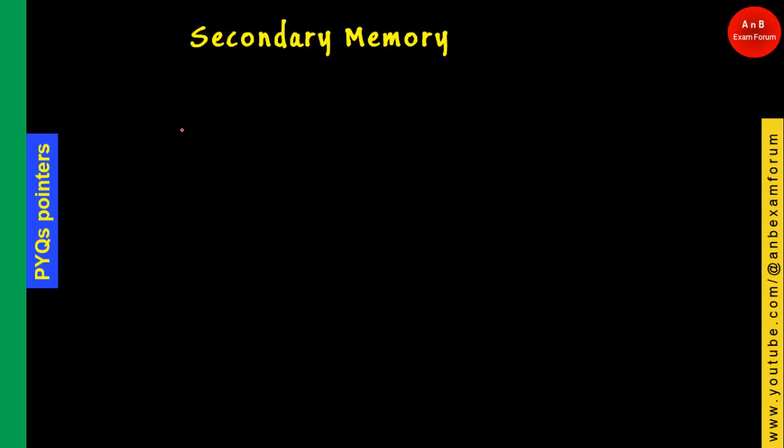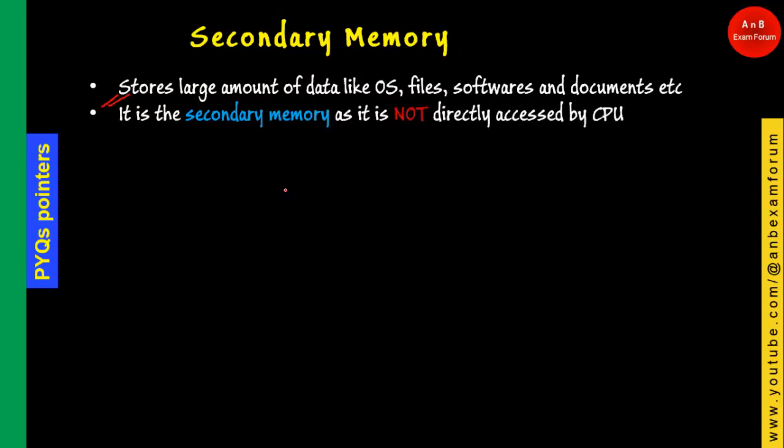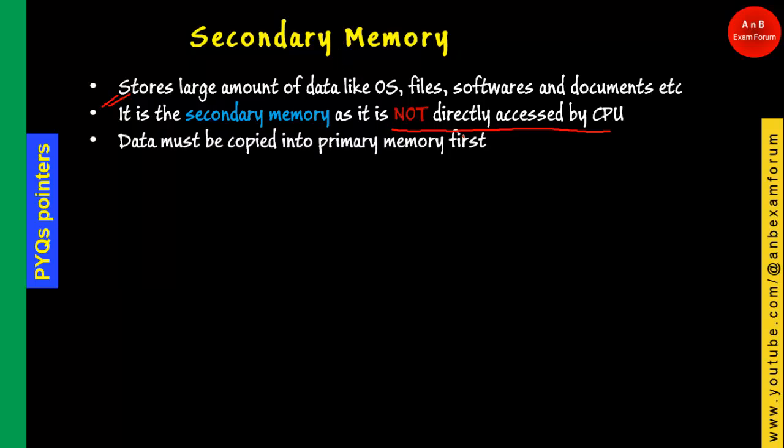Let's see, the next one is the secondary memory. As you have seen, primary memory is used to store data for a shorter period of time, for the data which is going to be used during program execution. But if you want to store a large amount of data like OS files, software and documents, secondary memory is required. The first important point, it is not directly accessed by the CPU. Suppose your CPU wants to access your OS or files or software which are in the secondary memory, it must be transferred into the primary memory.